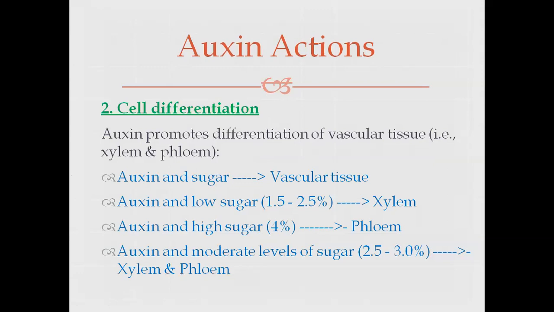Cell differentiation means the production of different organs or tissues from a single cell. Oxygen actually promotes differentiation of vascular tissue, that is nothing but xylem and phloem. Oxygen and sugar give the vascular tissue. Oxygen and low sugar give the xylem. Oxygen and high sugar give the phloem. Oxygen and a moderate level of sugar give the xylem and phloem, which is the cell differentiation.